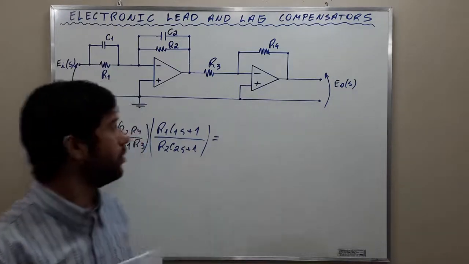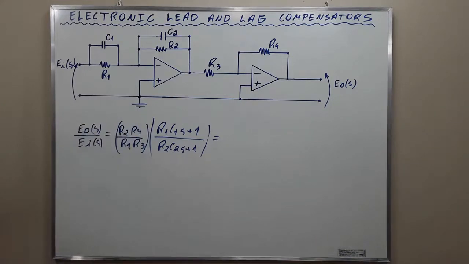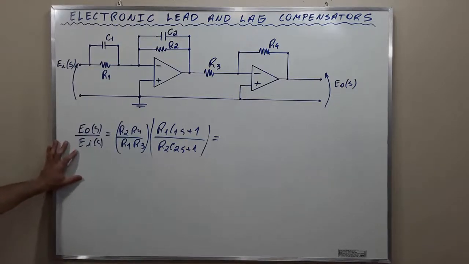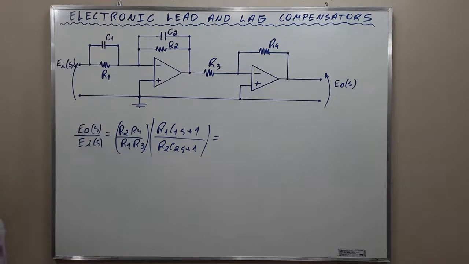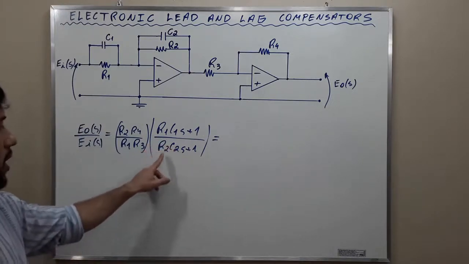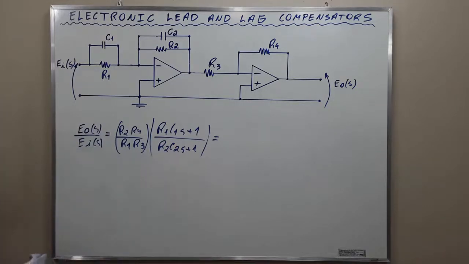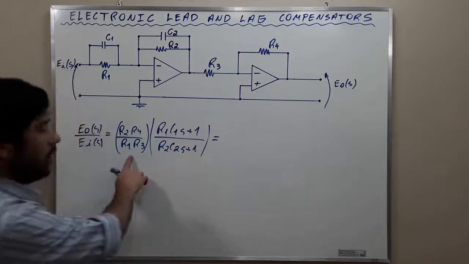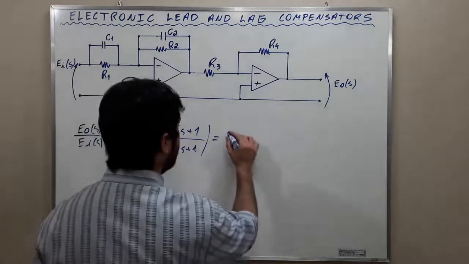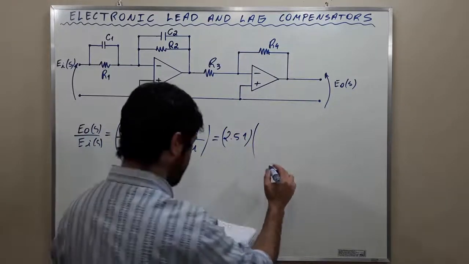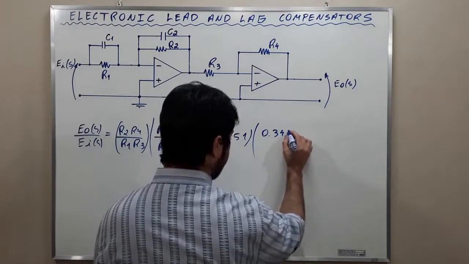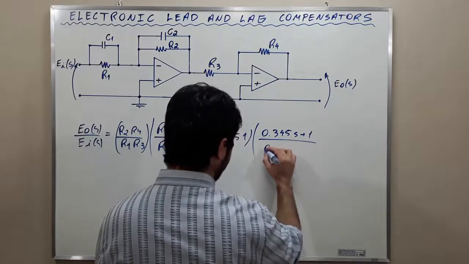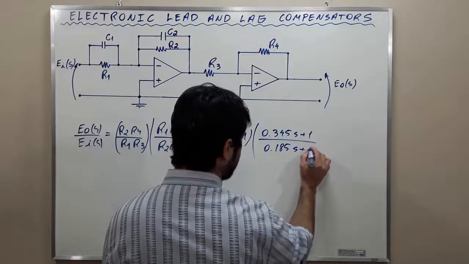And this is the general structure of a lead compensator using operational amplifiers, resistors, and capacitors. Observe that the transfer function of a general compensator is Eo(s) over Ei(s), which is R2R4 over R1R3 multiplying (R1C1 s + 1) over (R2C2 s + 1). Okay? And here, specifically in this exercise, we discovered that R2R4 over R1R3 is 2.51, which multiplies (0.345 s + 1) divided by (0.185 s + 1).